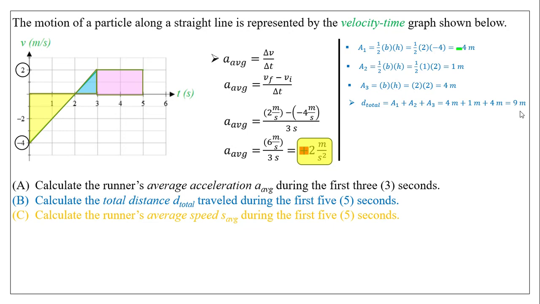So be careful with displacement versus distance. For distance, just add everything. There is no such thing as negative distance. So 4 plus 1 plus 4 gives us an answer of 9. So that would be our answer. No direction needed because distance, again, is a scalar quantity.